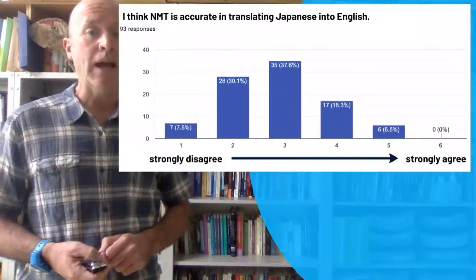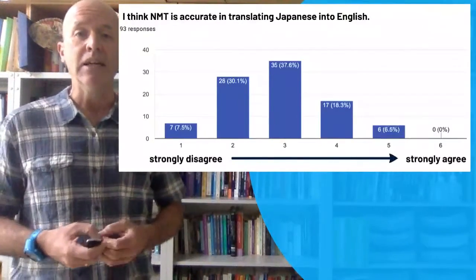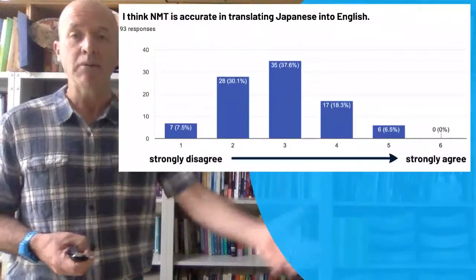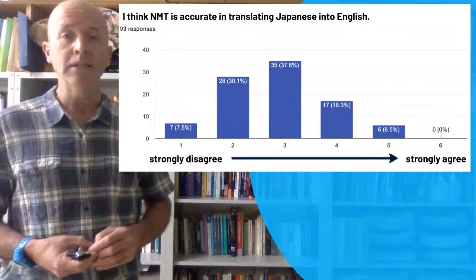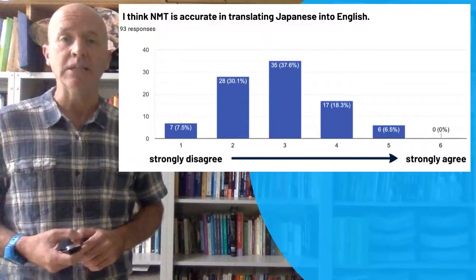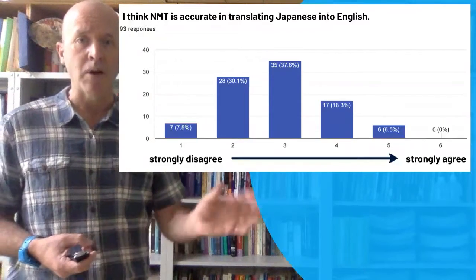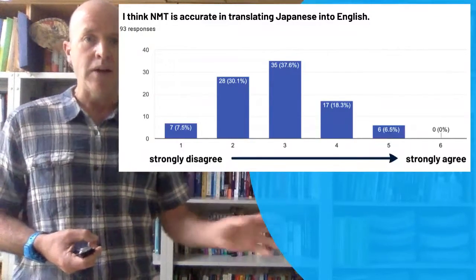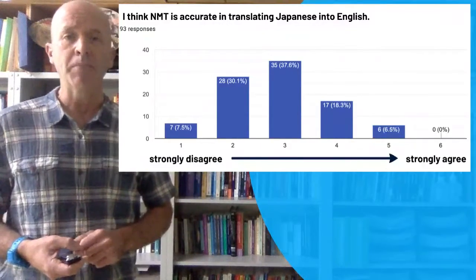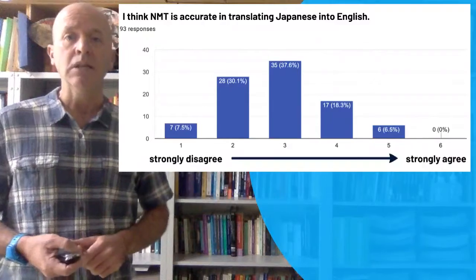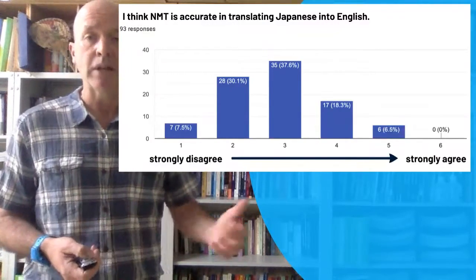The next one is the question about accuracy, and you can see there's this lingering effect that a lot of people still have doubts about the accuracy of translating, in this case, between Japanese and English. You can see that ambivalence right there, where there's a large number around the 3 and also between the 2 and 4. So a lot of my students are still somewhat skeptical about the reliability of these translations, and that's probably a good thing.